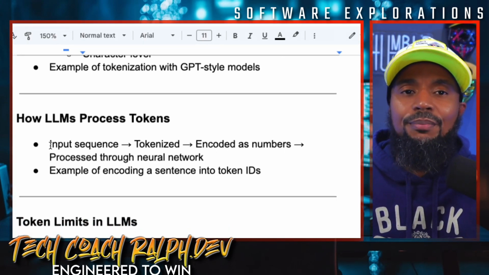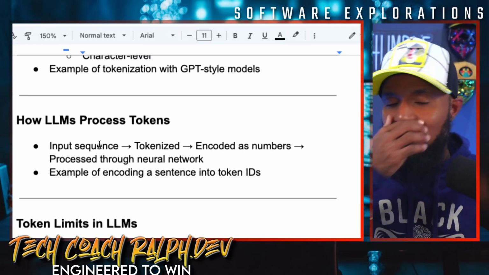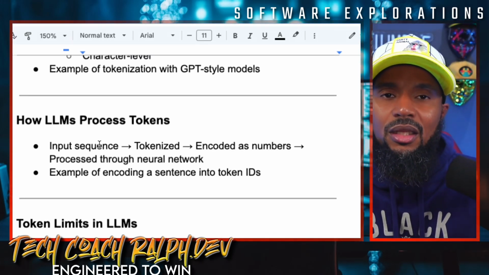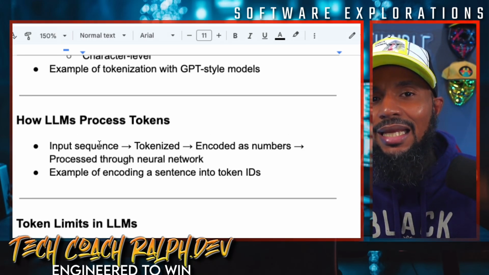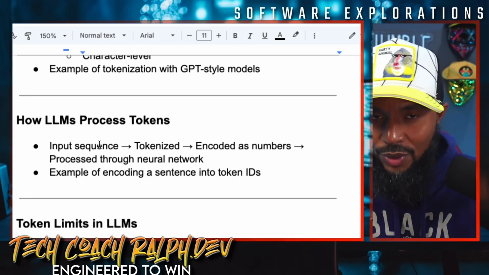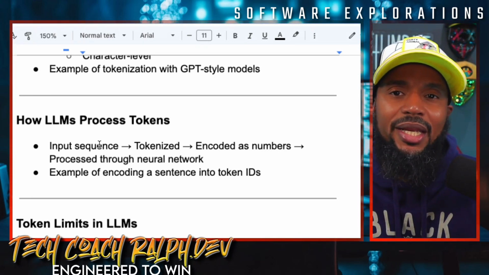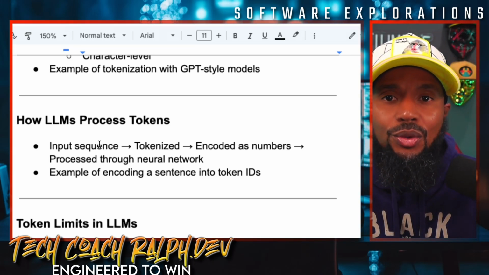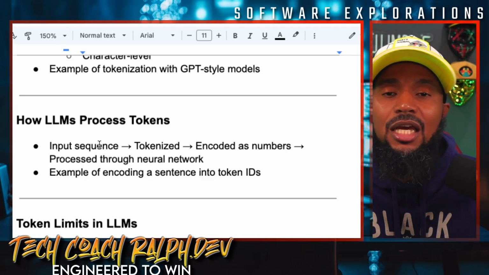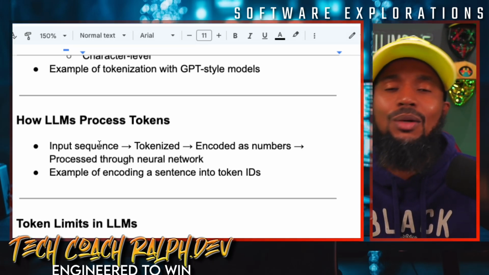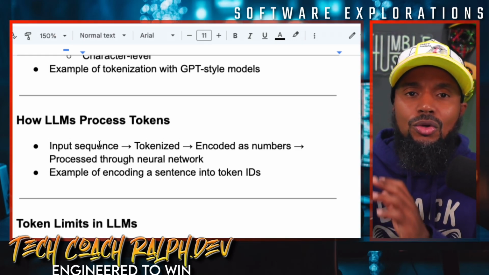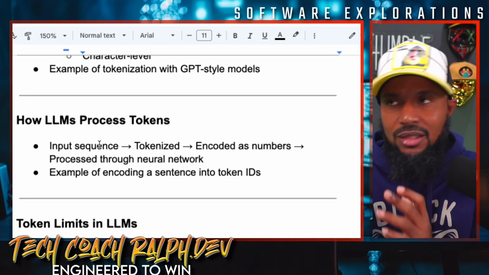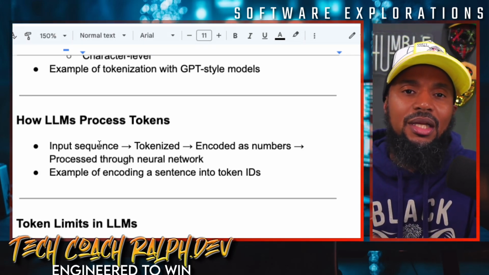So we have the input sequence. For example, in what we saw earlier, where it says hello world, right? That input sequence is what we're going to be putting in, then it's going to break it up into tokens, and then it's going to encode the tokens as numbers, right? And once it's encoded, it's going to process that through the neural networks to break it all down, and then it's going to start working on giving us a response, all right?